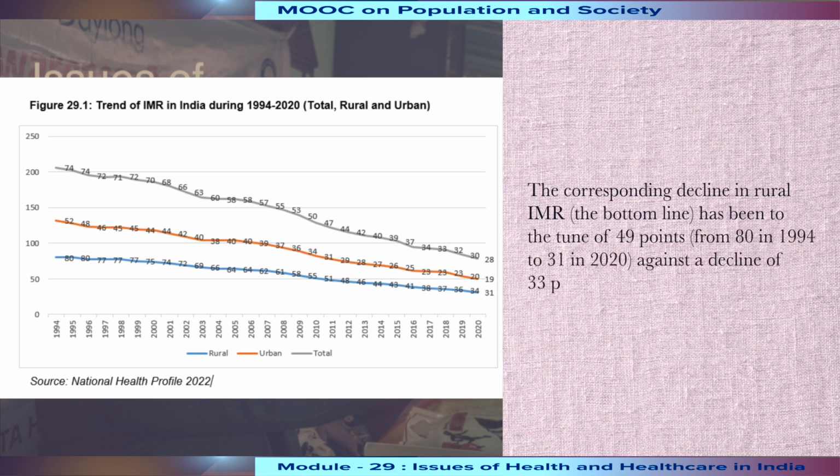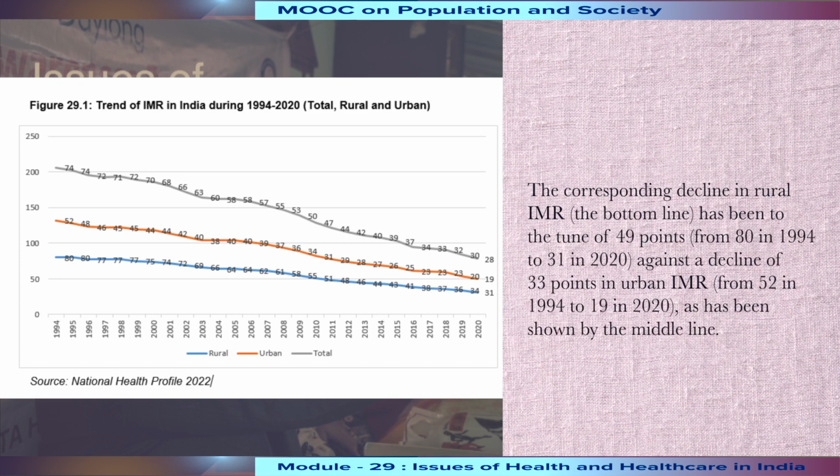The corresponding decline in rural IMR, shown by the bottom line, has been to the tune of 49 points, from 80 in 1994 to 31 in 2020, against a decline of 33 points in urban IMR, from 52 in 1994 to 19 in 2020, as has been shown by the middle line.